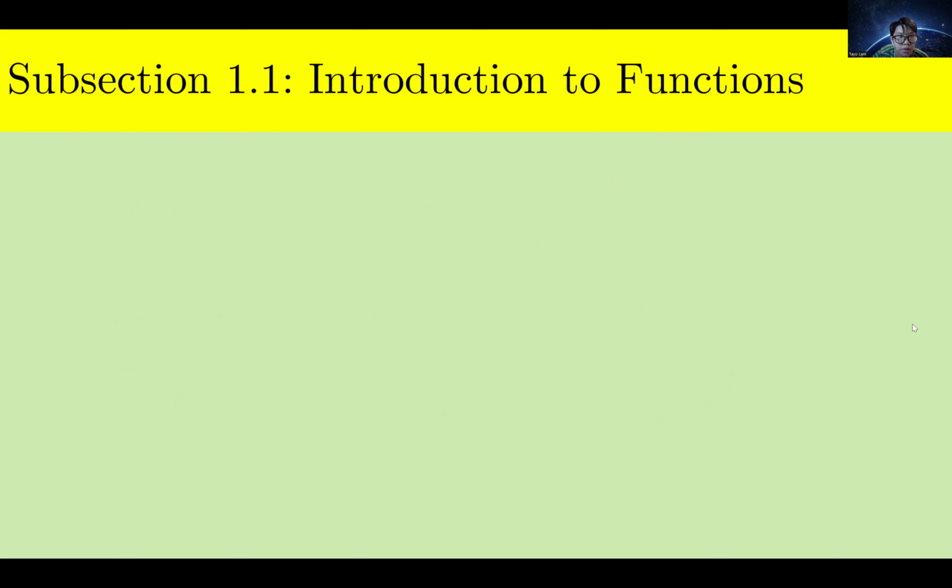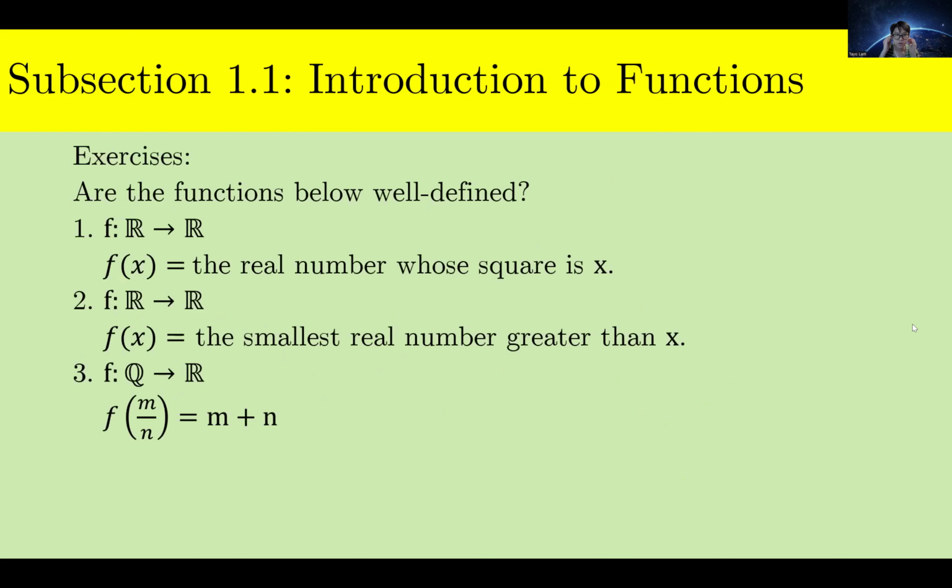Okay, so let's go through some exercises. Are the functions below well defined? For the first one, f from R to R, f(x) is the real number whose square is x. For the second one, f from R to R, f(x) is the smallest real number that's greater than x. Third one, f from Q to R, where Q means rational numbers and R real numbers, f(m/n) equals m plus n. You may think a bit first, and you may pause the video if you need more time to think.